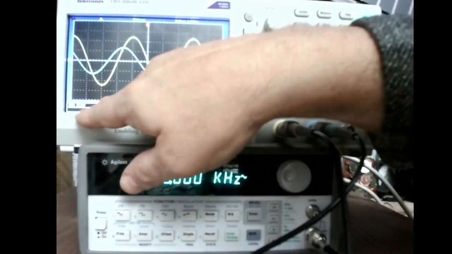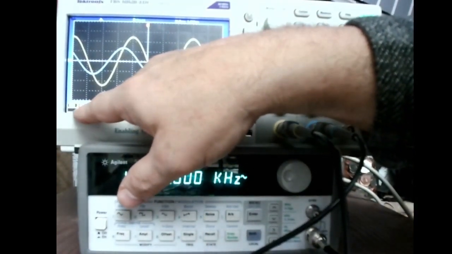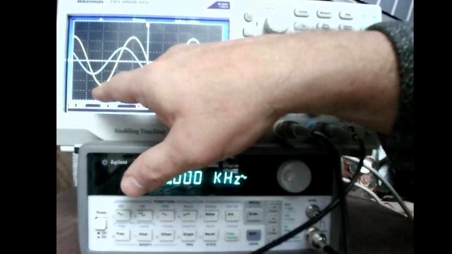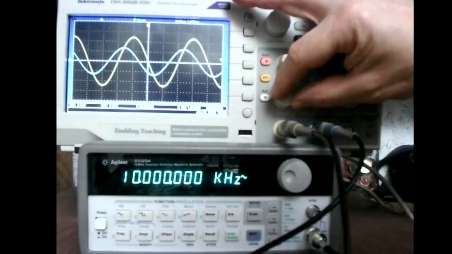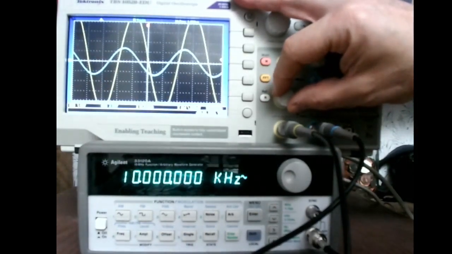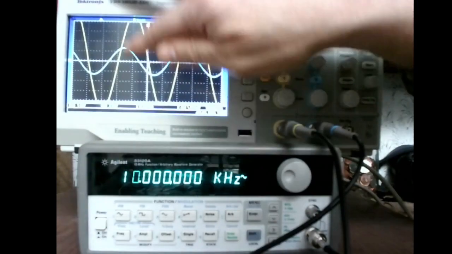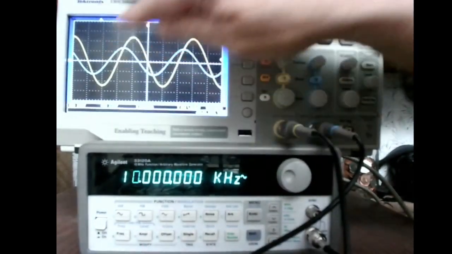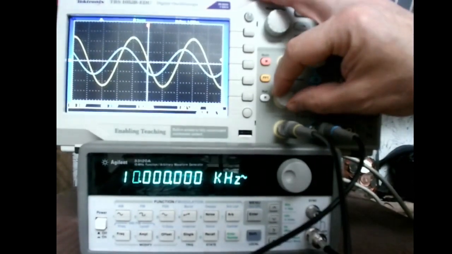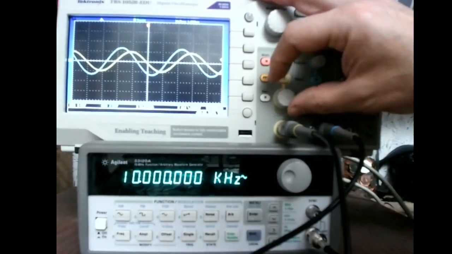Now you can see the voltage scaling here. It's 2 volts per division. Okay, and you can adjust that so you can make it 1 volt per division. And if I do that, the yellow is totally off the screen at the peaks. So we want to adjust it so that we can fit it on there. But you also don't want to make it too small.